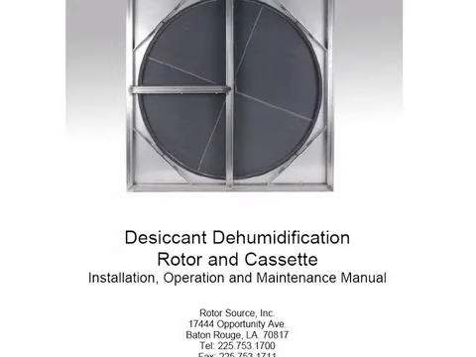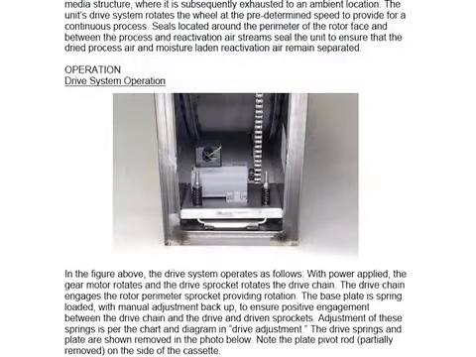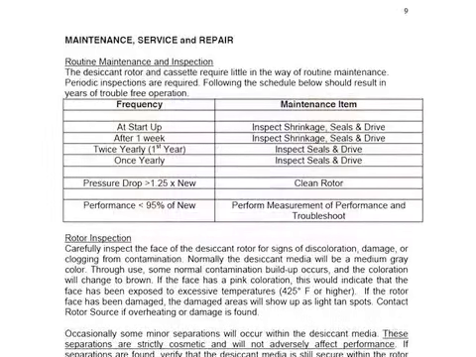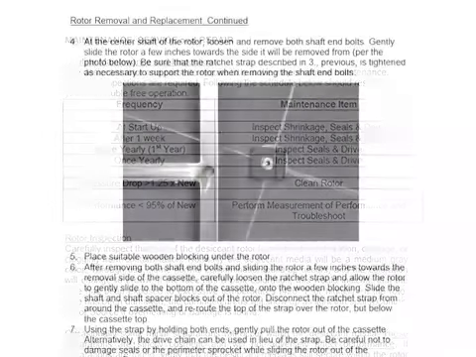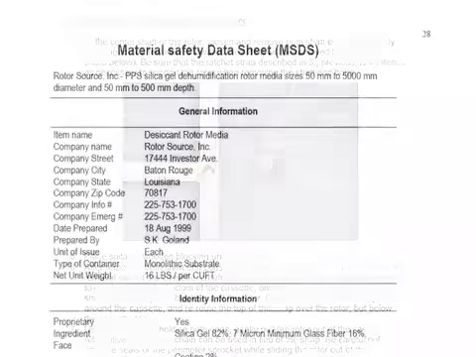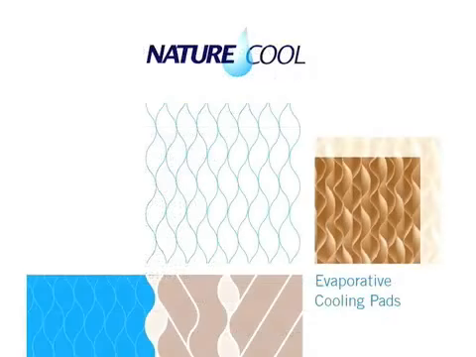Similarly, for dehumidification, we have another manual covering the same aspects. It covers as well the installation, operation, and maintenance of the dehumidification product. Both manuals are set up to be user-friendly, and again, this manual ends with a material safety data sheet and warranty. Finally, there is the evaporative cooling product.